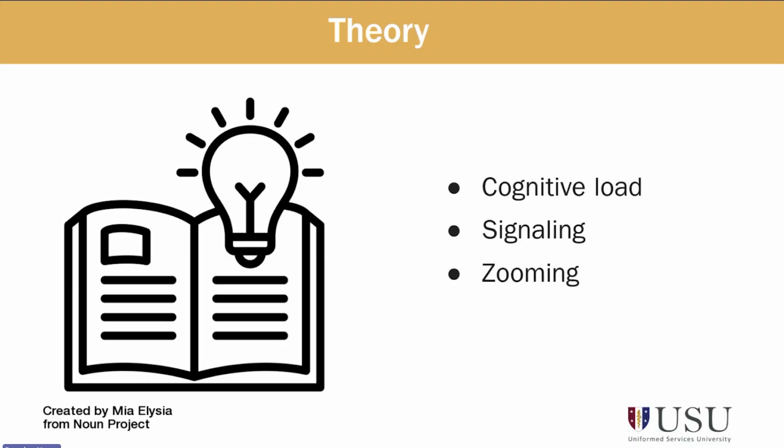And lastly, something called zooming, which is also known as elaboration theory. And this is where you zoom into one component or out to show a bigger picture and how that one component relates to the whole.